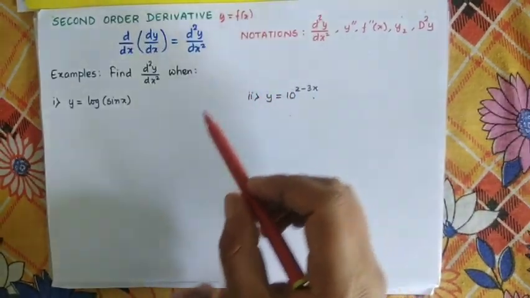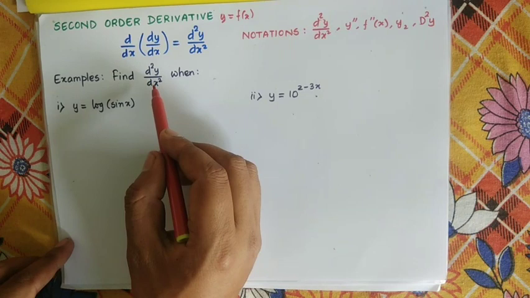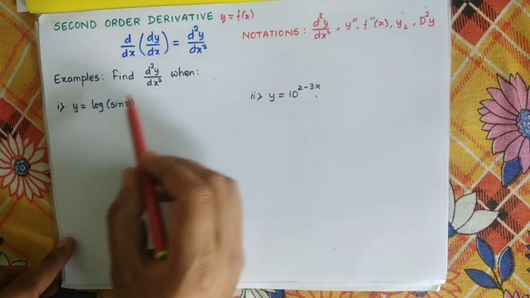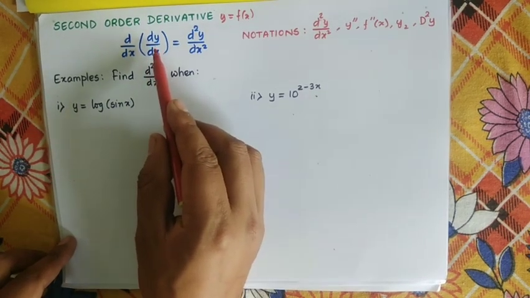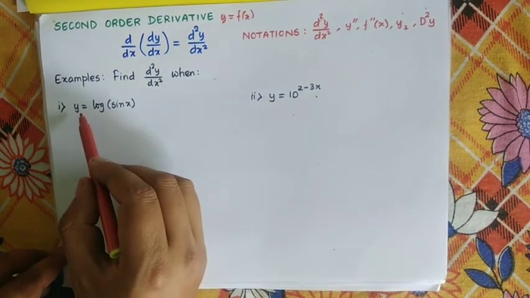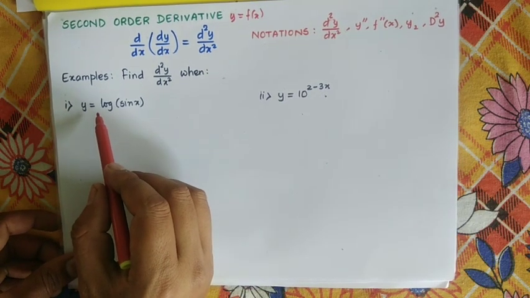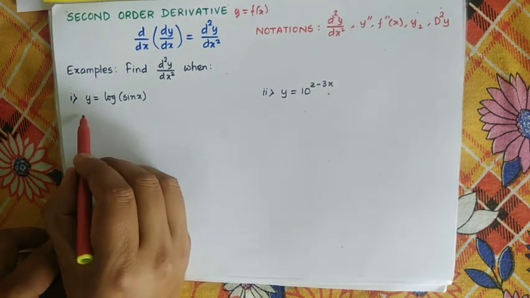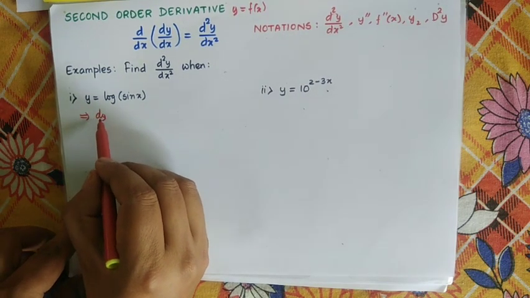So in the first question it is asked, find d square y by dx square, that is second order derivative, when y is equal to this much. So first you need to find dy by dx, and here we need to apply chain rule. Yes or no? So let's apply chain rule here. So differentiating, you'll write that by yourself. So we have dy by dx.